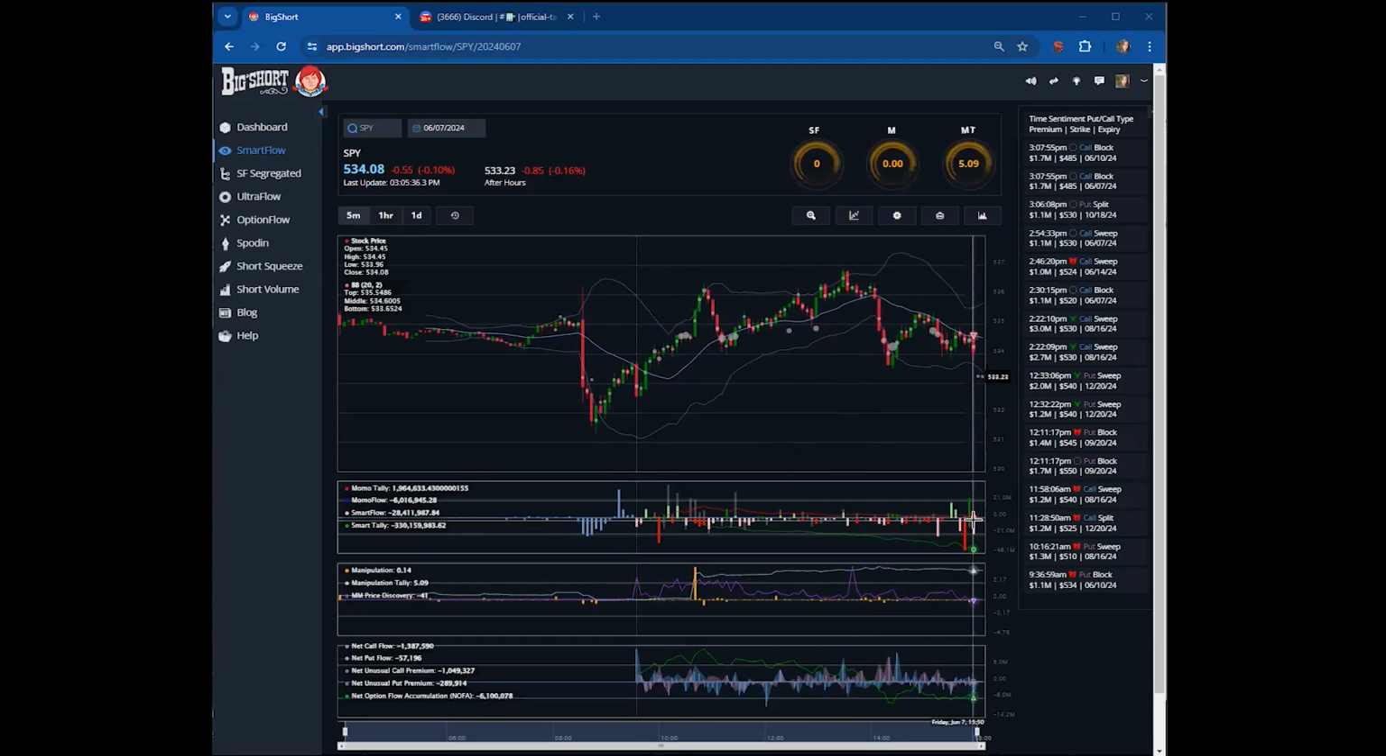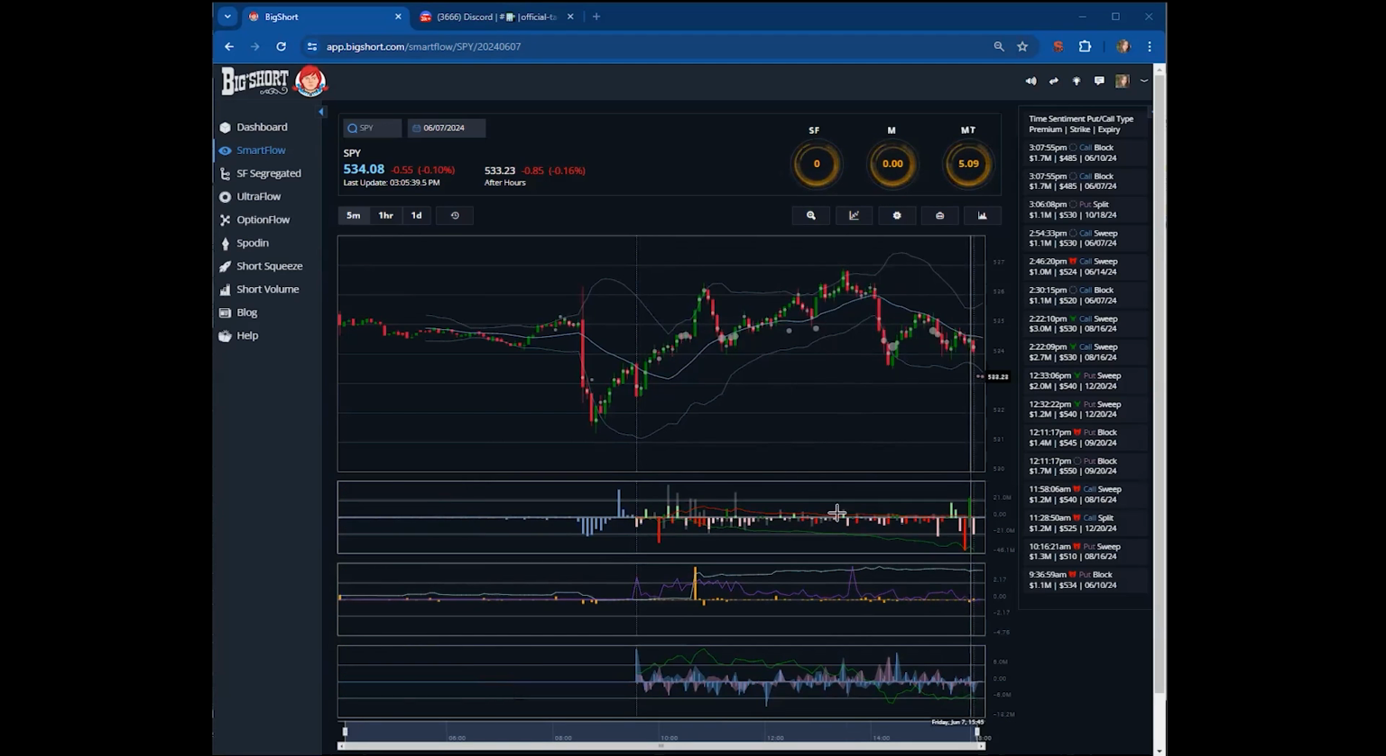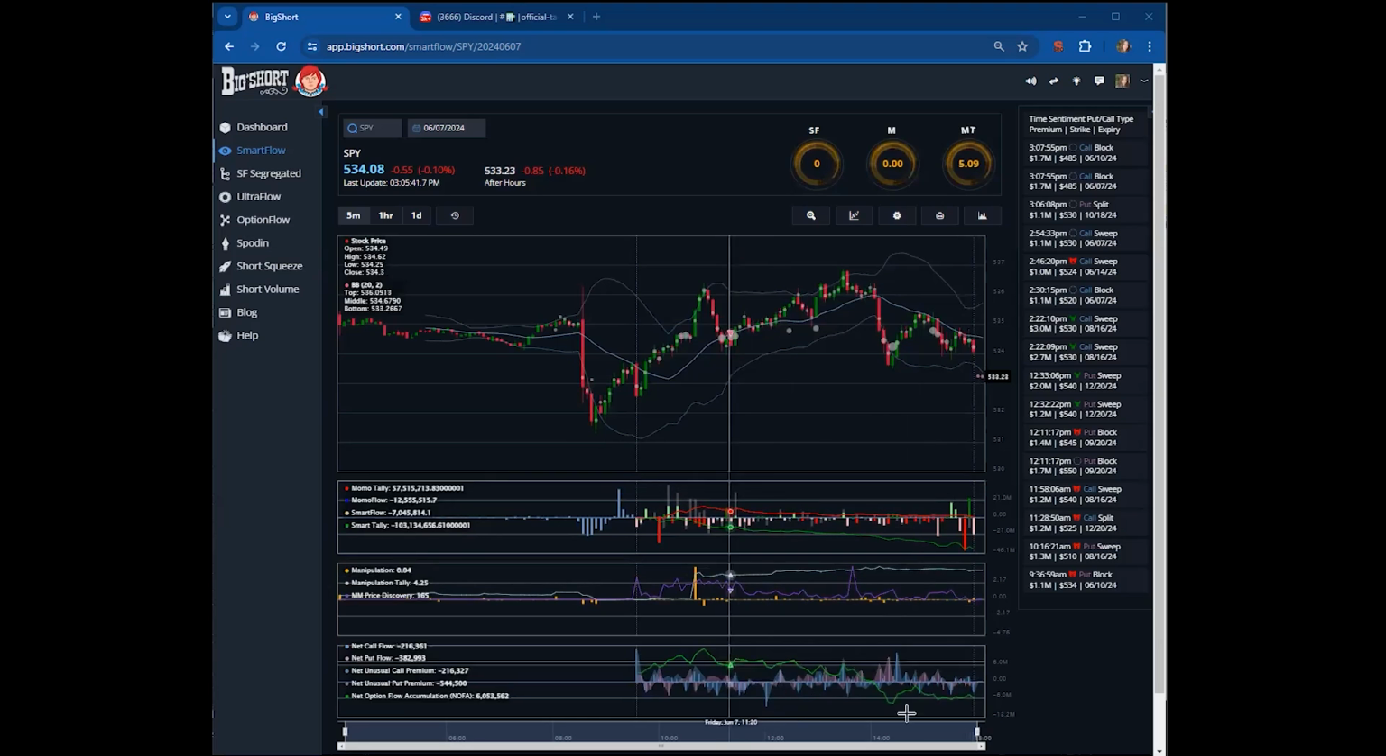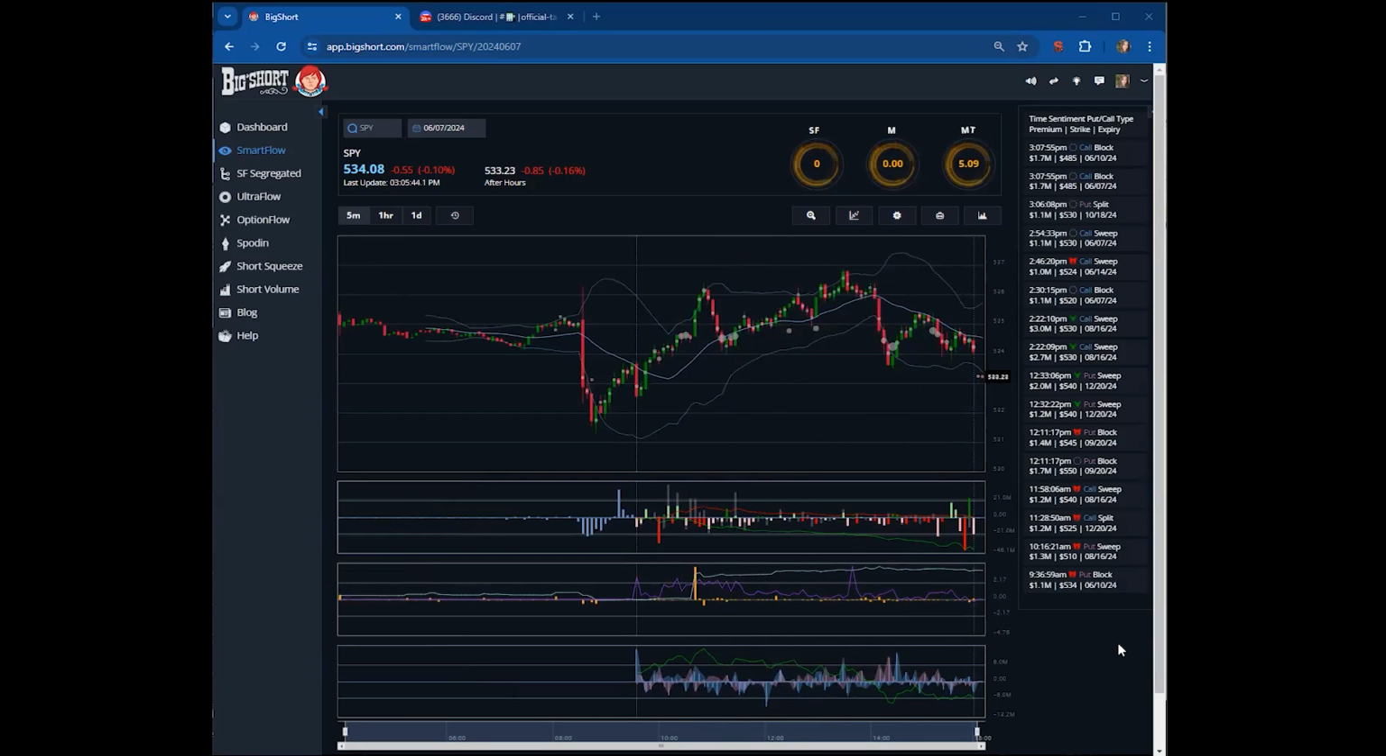I always say if for any reason BigShort were to shut down, that would be the end of my trading career, because I can't imagine having to trade without it. That's kind of how I feel now. It sounds like madness, absolutely insane, just driving blind.